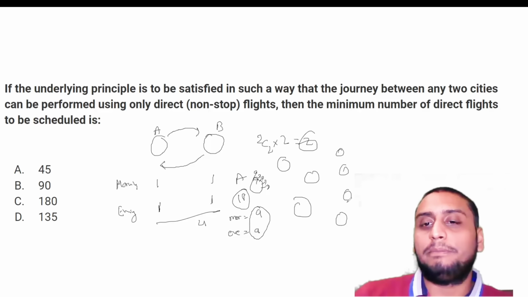Out of all of these places, all are equal. So 10 places are there, 18 flights are originating from each, total 180. Was this difficult?